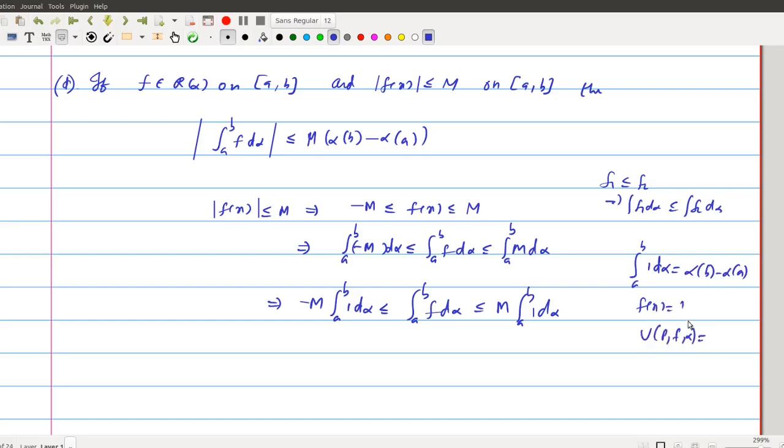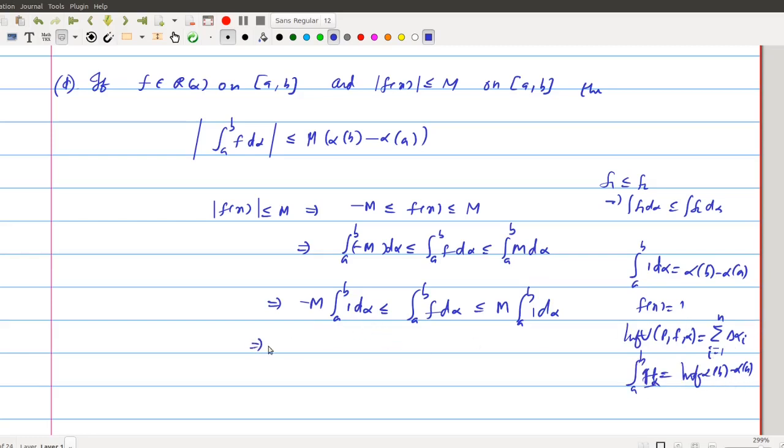Because in this case our f of x equals 1, the corresponding upper sum will be, the maximal is always 1, so that will be the same as summation i equal to 1 to n of 1 times delta alpha i. So this is delta alpha i, so this will be alpha of b minus alpha of a. Now taking infimum on both sides, you get the infimum of this is the same as the infimum of this, and the infimum is nothing but integral a to b f d alpha, that is 1 d alpha. If f of x equals 1 here, 1 d alpha will be alpha of b minus alpha of a.